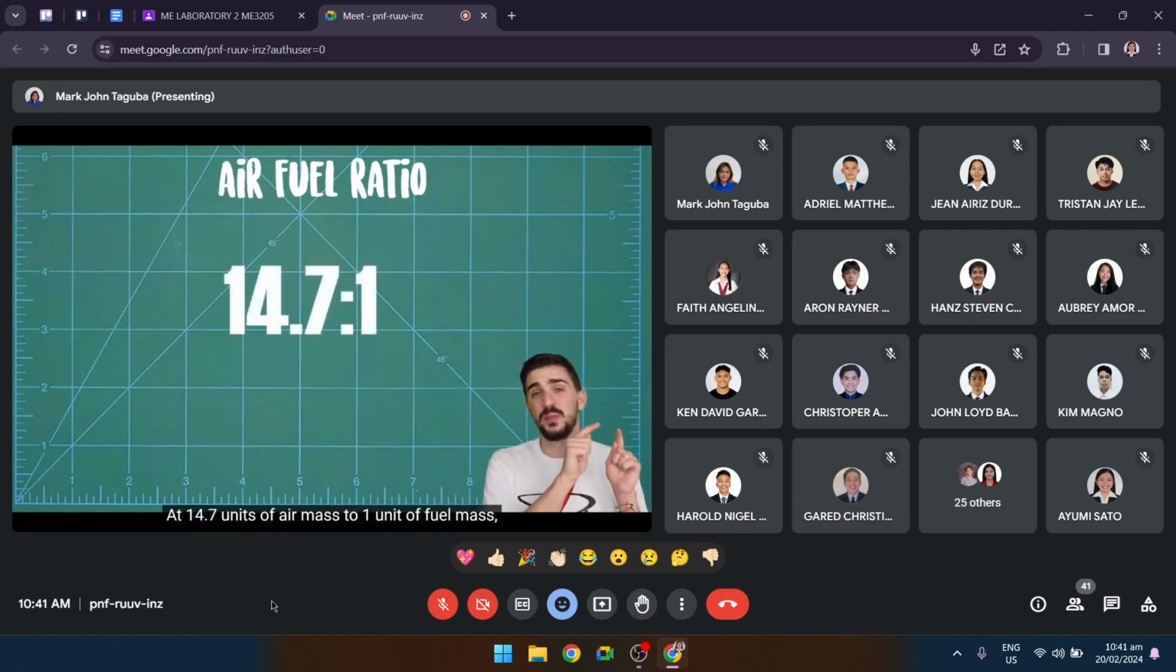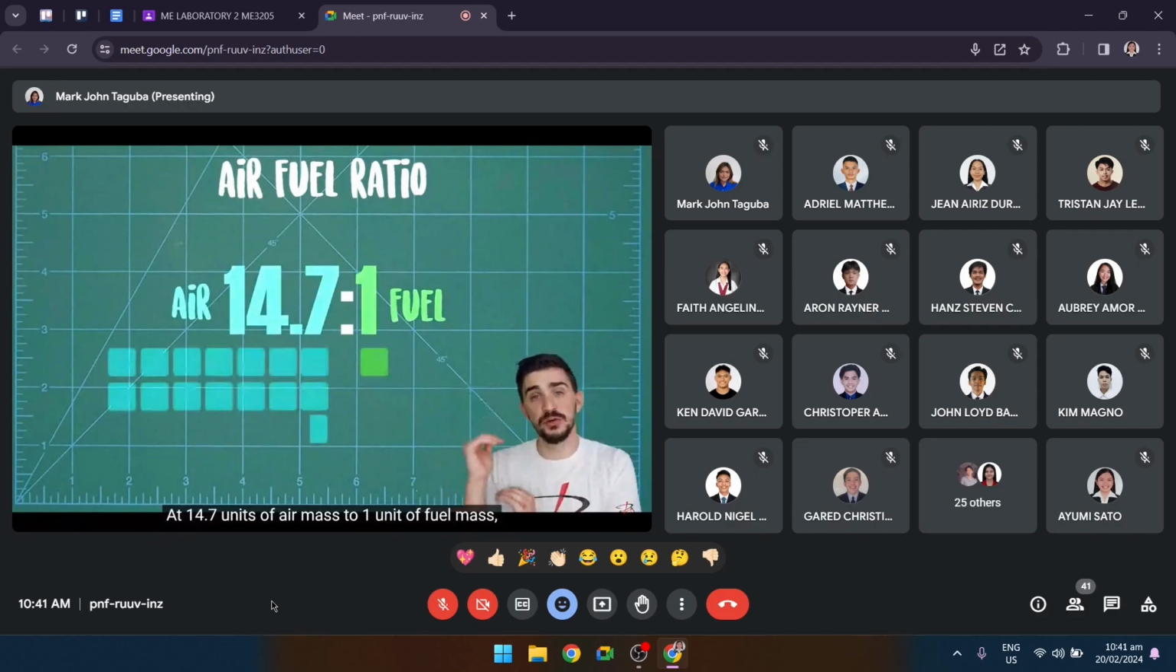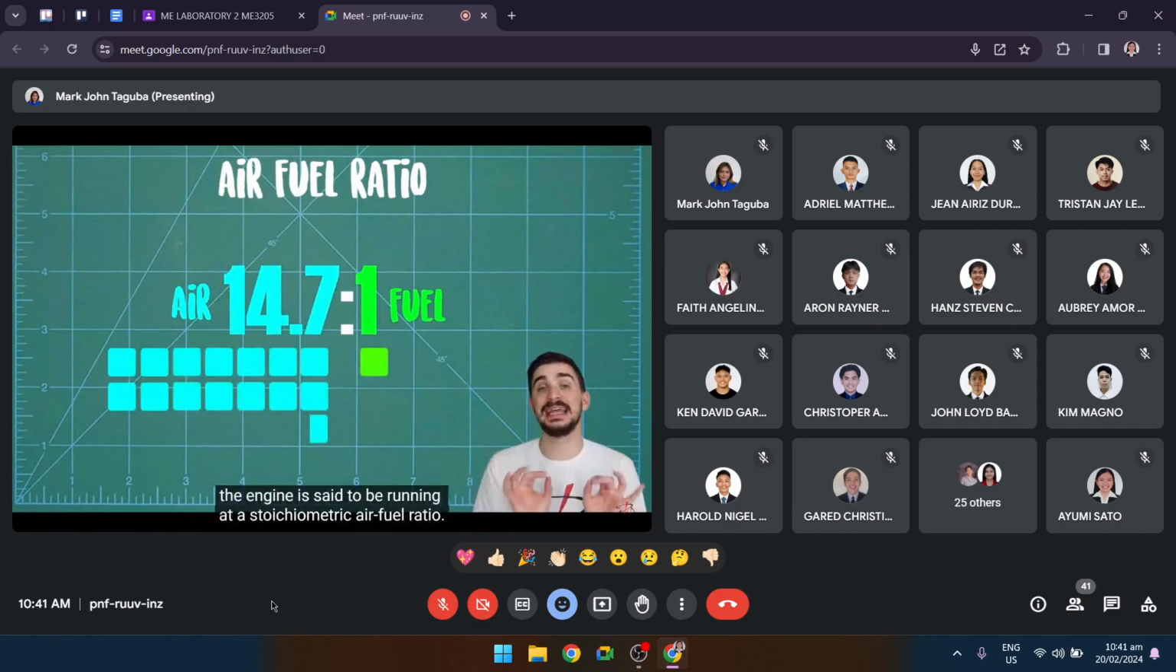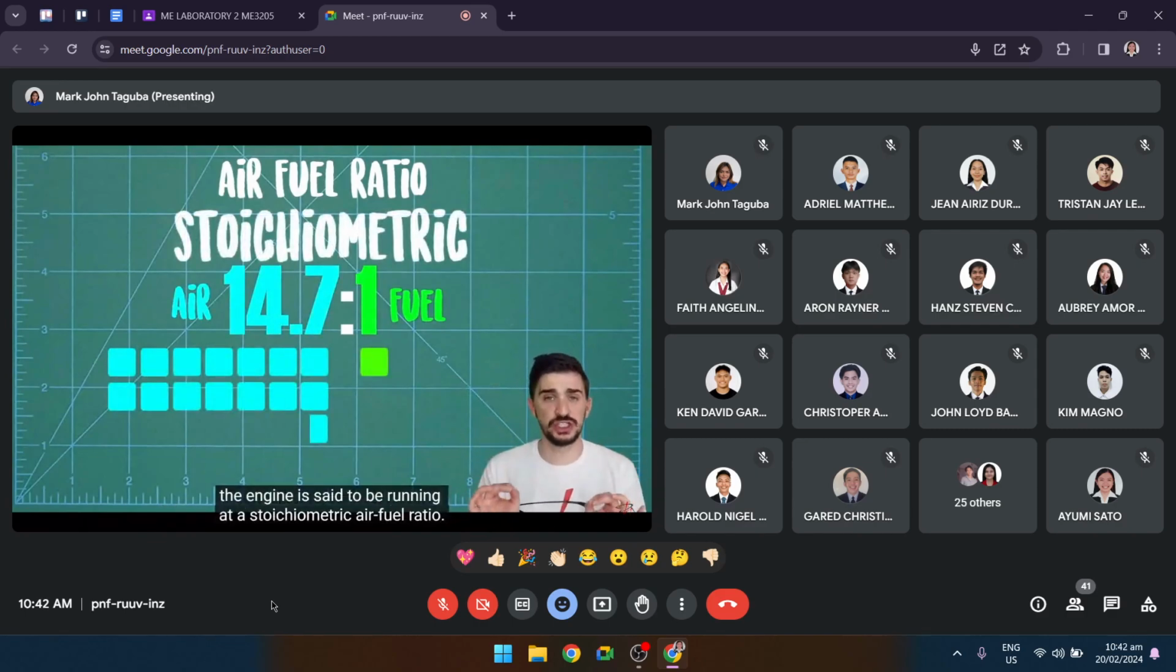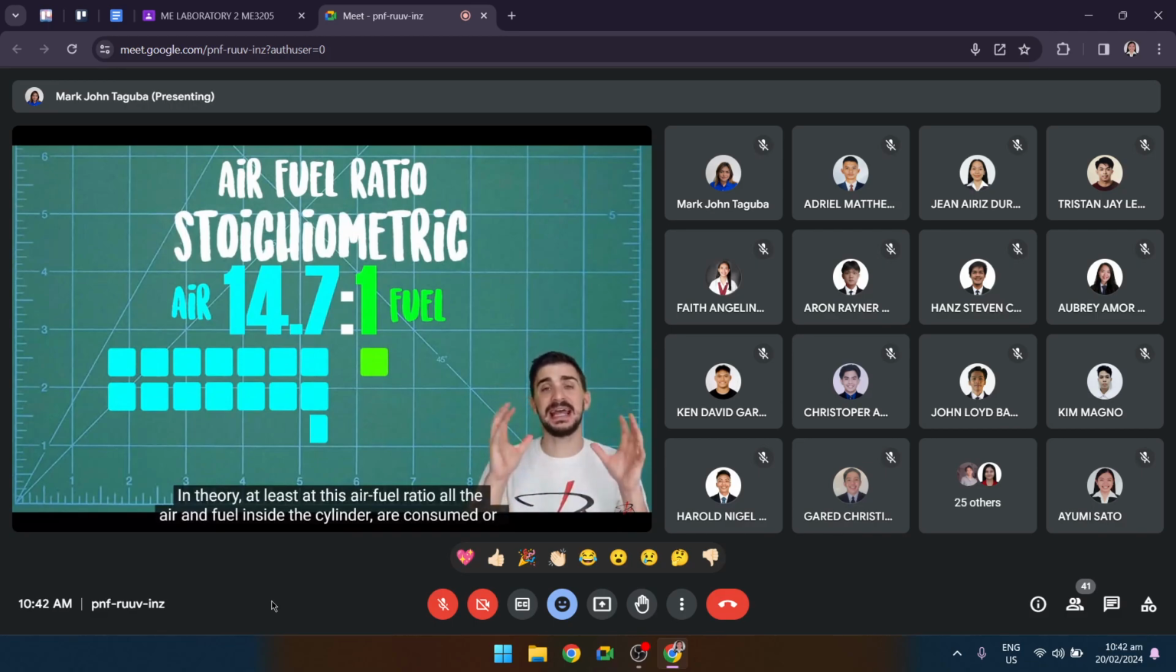At 14.7 units of air mass to 1 unit of fuel mass, the engine is said to be running at a stoichiometric air-fuel ratio. In theory, at least at this air-fuel ratio, all the air and fuel inside the cylinder are consumed or burned during the combustion process, leaving no excess air or fuel left inside the cylinder.